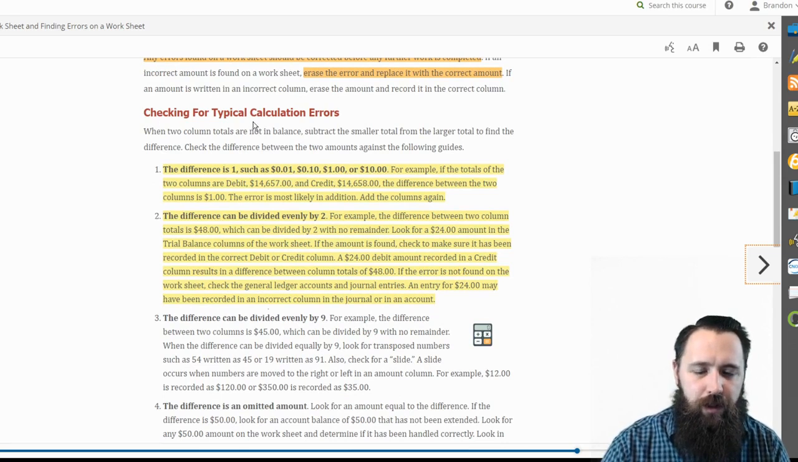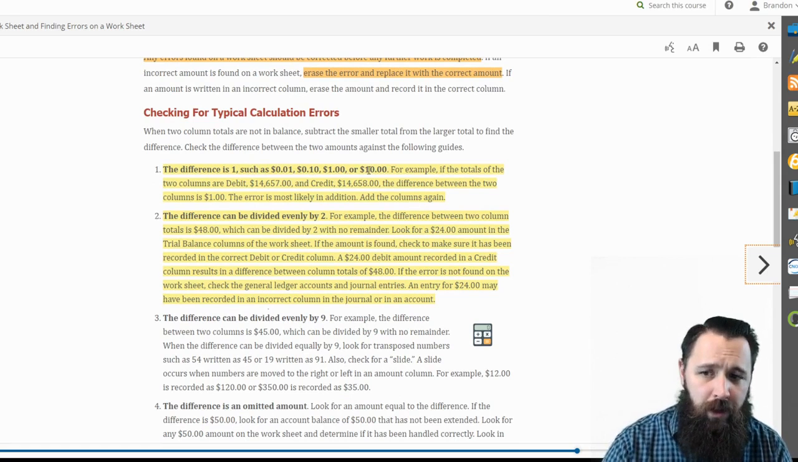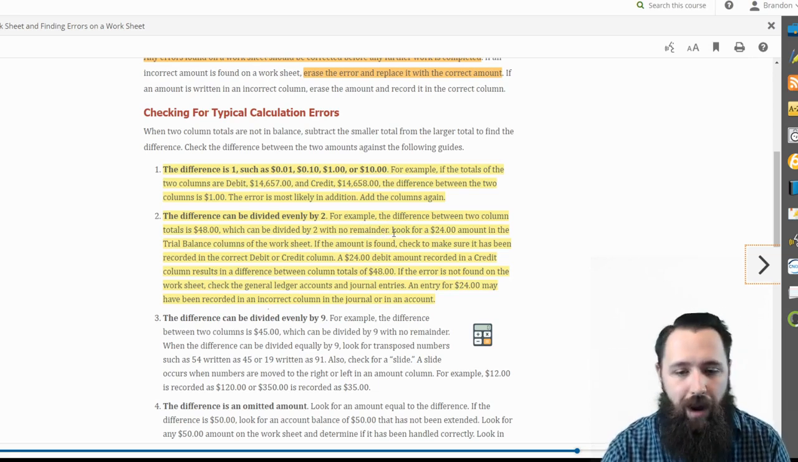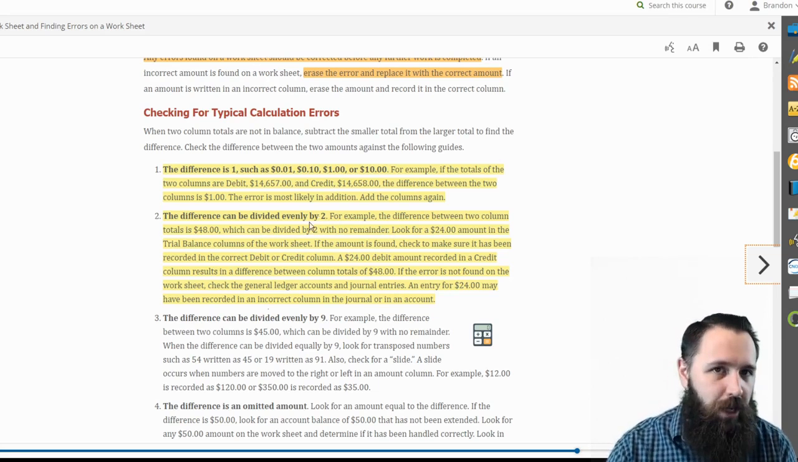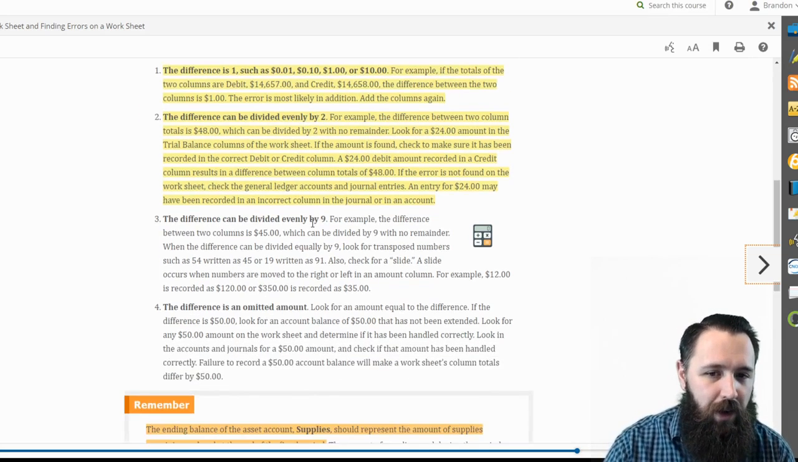But there are some different little tricks, right? If the difference is one, it's probably an error in just addition. Okay, it's how we added that up. If the difference can be divided evenly by 2, for example, the difference between two columns is 28, and you can divide it by 2, look for a 14 amount on our trial balance. Because what happened is you probably recorded it under a debit when it should have been recorded under a credit. So that's a really nice way: hey, my totals don't match up. You figure out how much, and then you just divide it by 2 and look for that number on your trial balance.